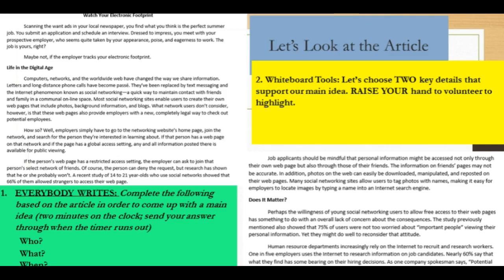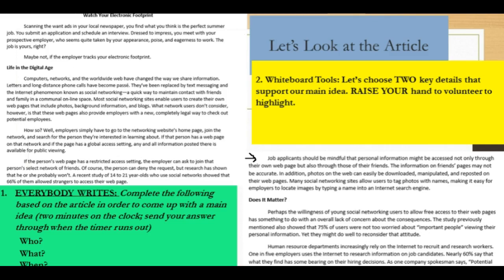A recent study of 14 to 21-year-olds who use social networks showed that 66% of them allowed strangers to access their web page. Job applicants should be mindful that personal information might be accessed not only through their own web page, but also through those of their friends. The information on friends' pages may not be accurate. In addition, photos on the web can easily be downloaded, manipulated, and reposted on their web page.